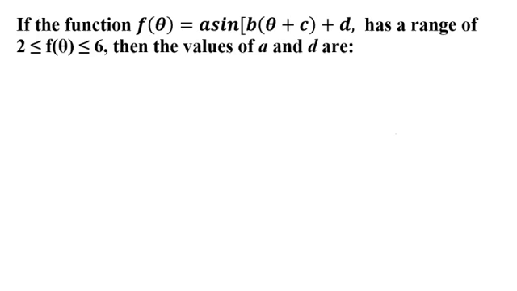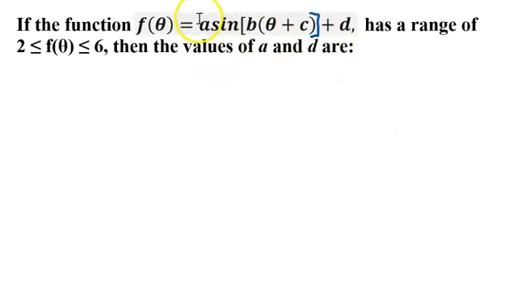My friends, we have another trig problem here. If the function f of theta equals a times sine of b theta plus c, plus d. Not a lot of numbers here. Oh, see, there's an error. There should be a closed bracket there. Has a range of 2 is less than or equal to f of theta, which is less than or equal to 6. Then the values of a and d are.